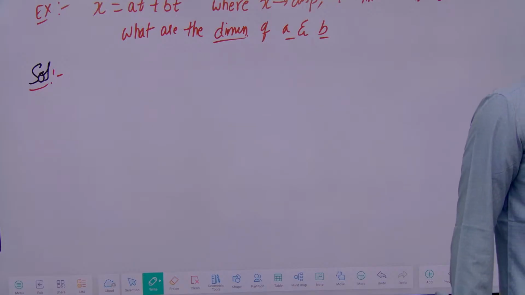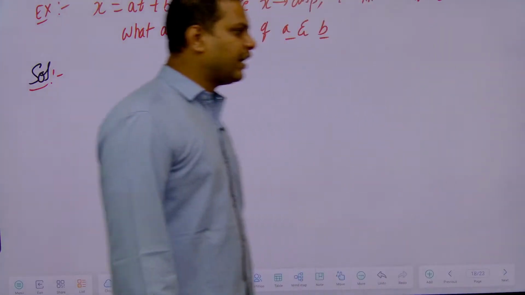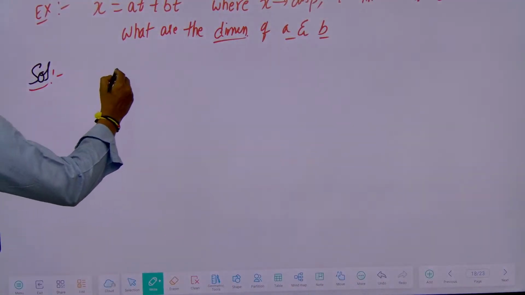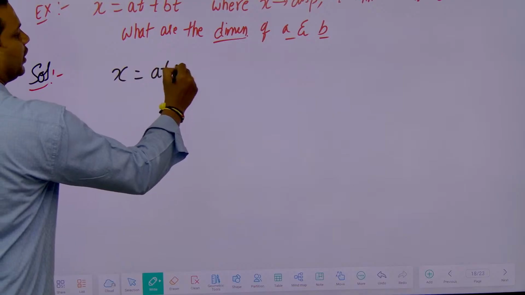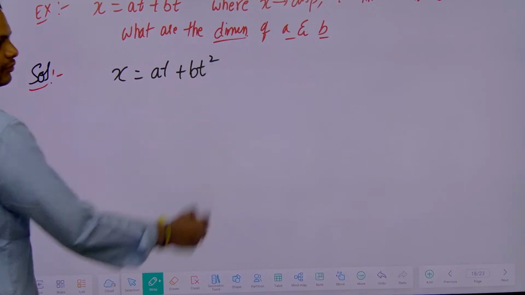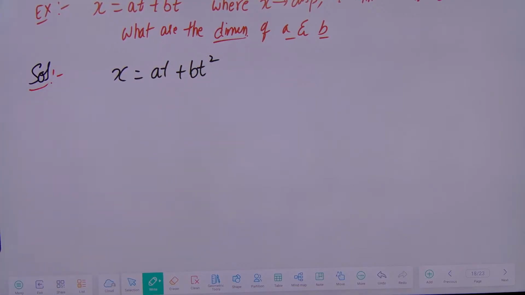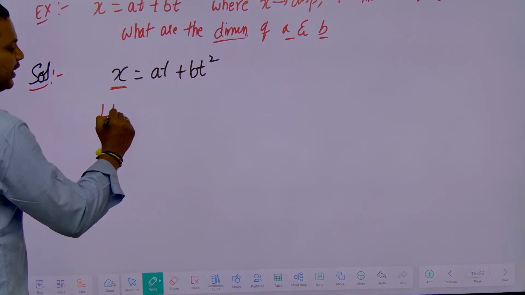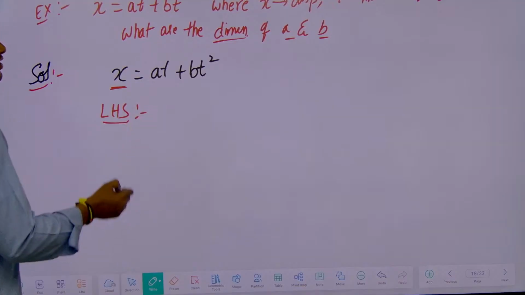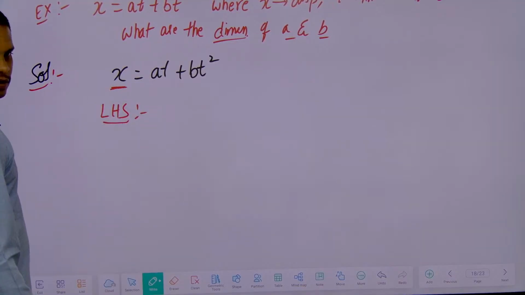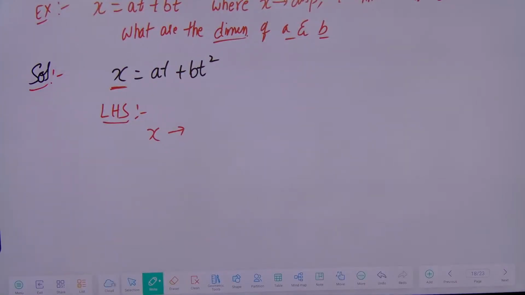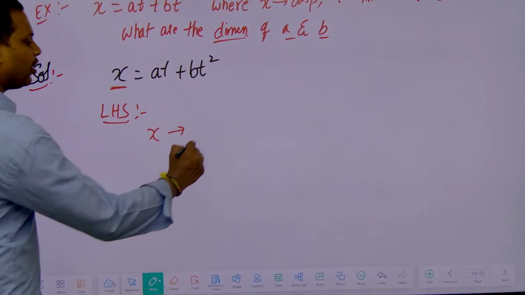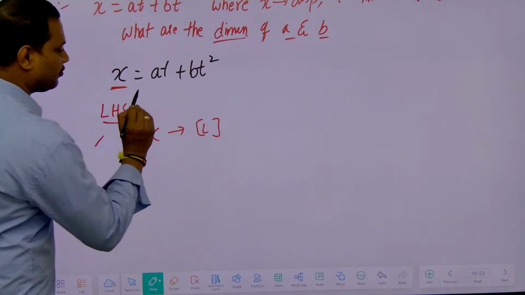So first you take the physical equation. What is the physical equation? X equal to AT plus BT square. First look at the left hand side, LHS. In the LHS we have X, right? X is what? Displacement. Displacement dimensional formula? L. So LHS is done. LHS done.